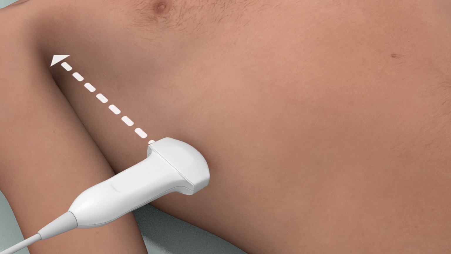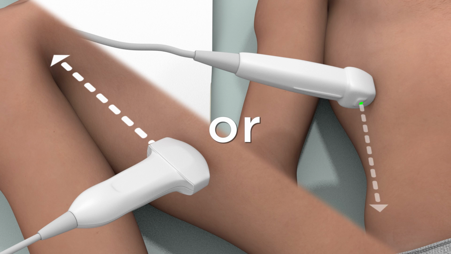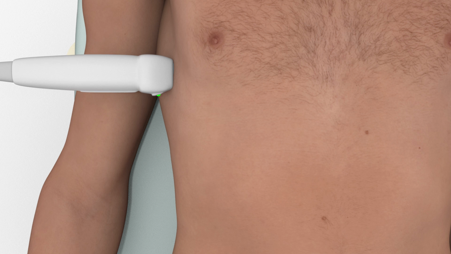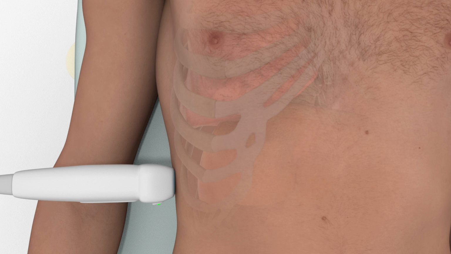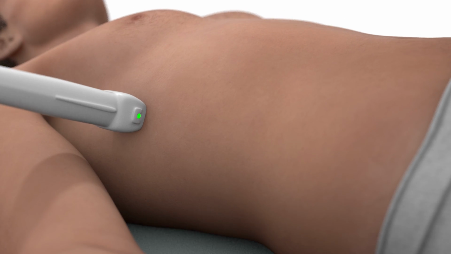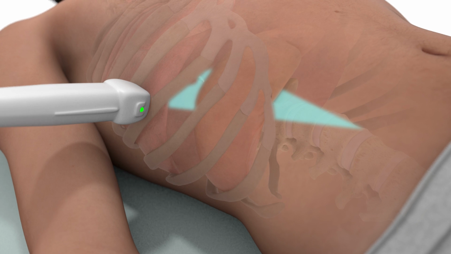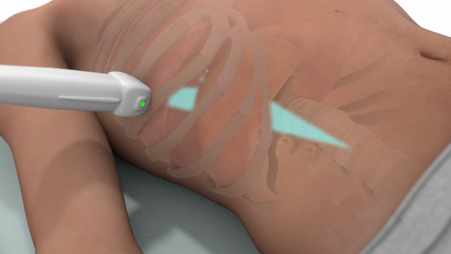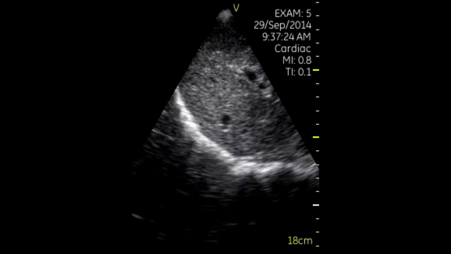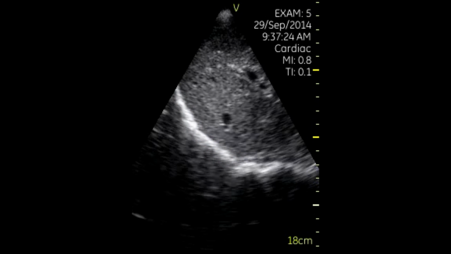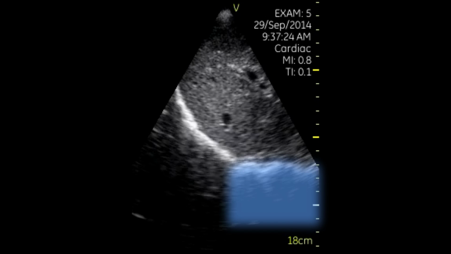To assess for pleural effusion, use a low-frequency transducer. Place the transducer between the mid and posterior axillary line around the level of the 5th to 8th intercostal spaces. Use the liver or spleen as an acoustic window and angle the ultrasound beam toward the spine. Find the diaphragm moving with respirations in order to gain a point of reference. Adjust the depth to bring the vertebral bodies into view.